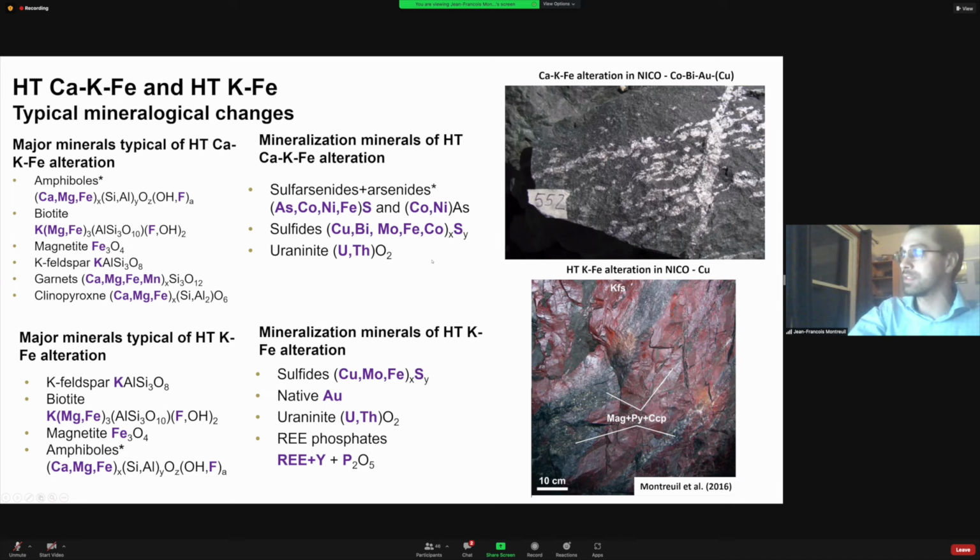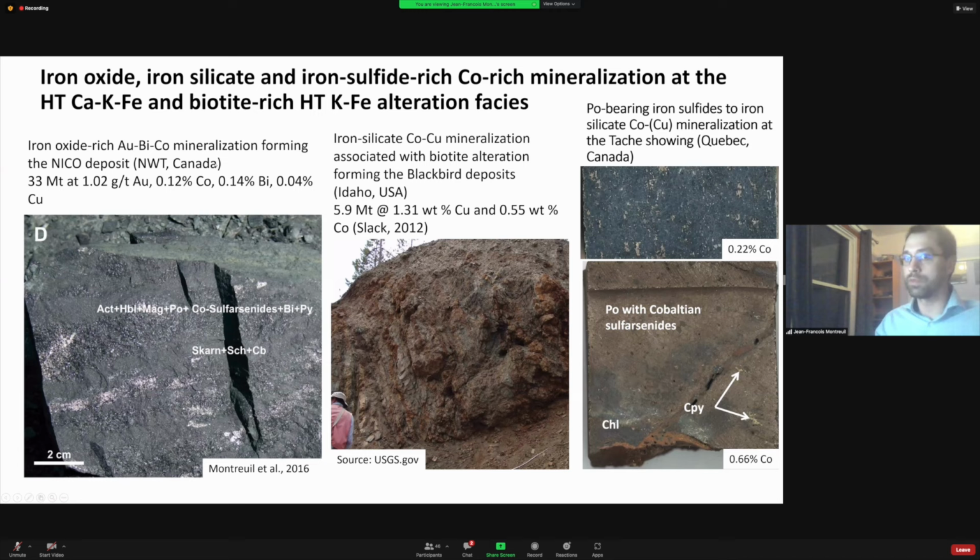Something important as well, and something that we start to observe, is that in certain cases, this cobalt-rich mineralization at this high-temperature calcic potassium iron facies will be richly or especially associated with iron oxides. But in certain zones of mineralization, there won't be any iron oxides. Iron silicates can be the main phase, so either amphibole and biotite or biotite. Or in certain cases, iron sulfides may become the main phase, and iron oxides can be absent from mineralization.